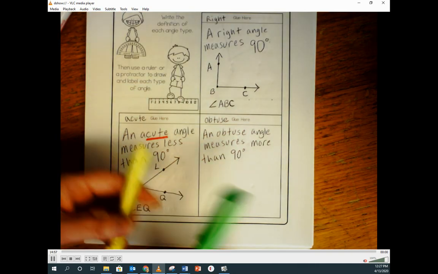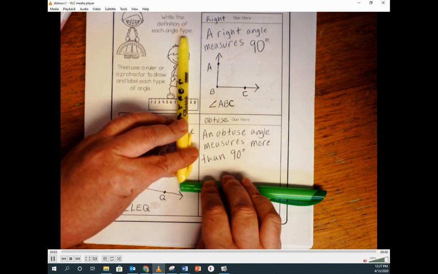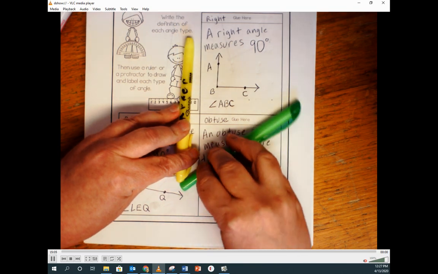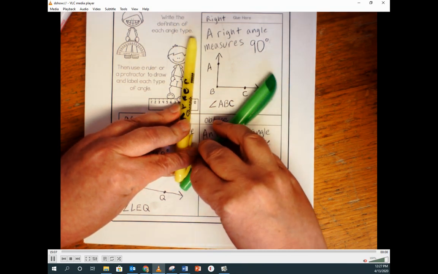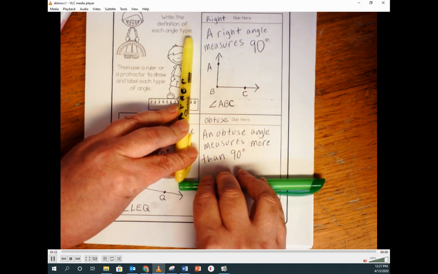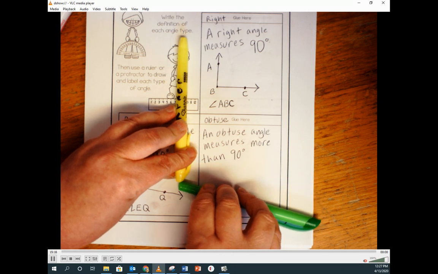Okay, so if we started with a right angle, anything that is smaller than a right angle is an acute angle. Now we're looking at obtuse angles, and those are angles that are wider, bigger than 90 degrees.